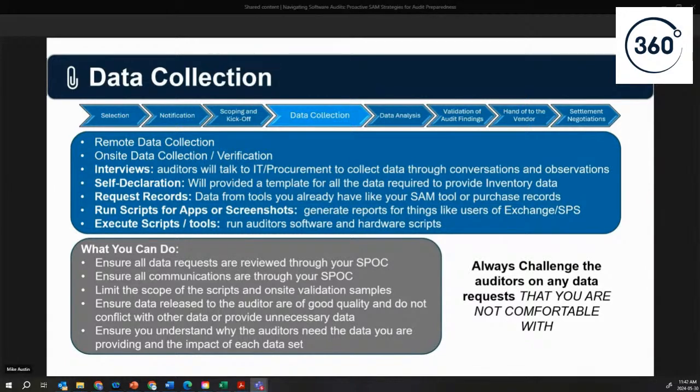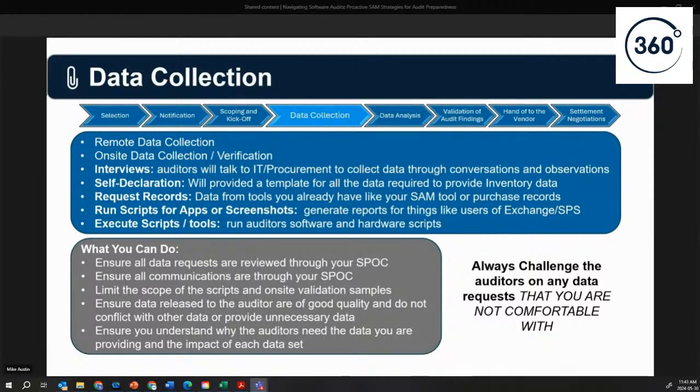Right? I've seen it many times. "Oh, I just sent them this because they asked for it." And it was like, okay, but that doesn't have versions, doesn't have editions. It's got decommissioned servers and whatever it is, right? So you want to limit the scope of the scripts if you can. Make sure that the data released to the auditor when you send data is good quality.